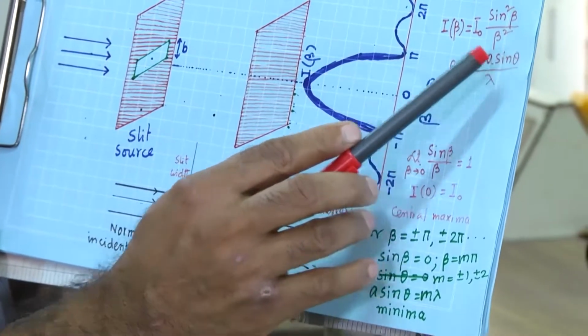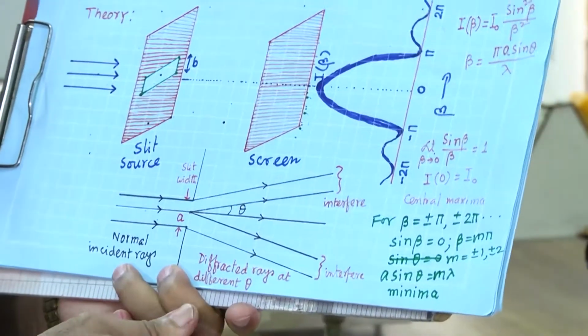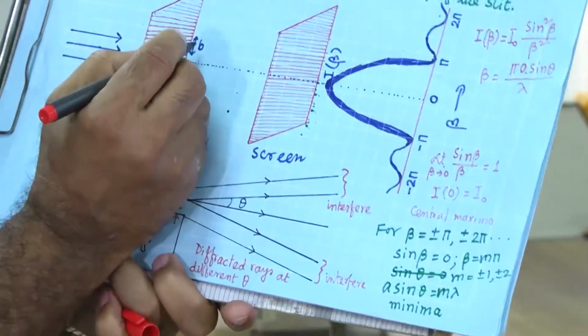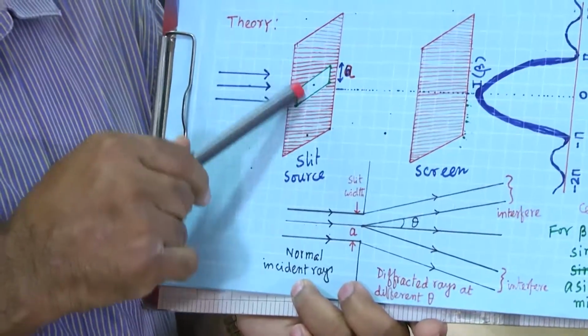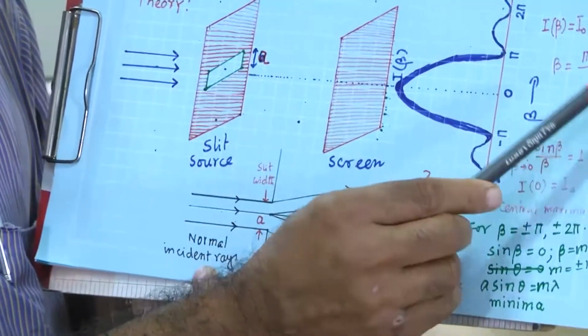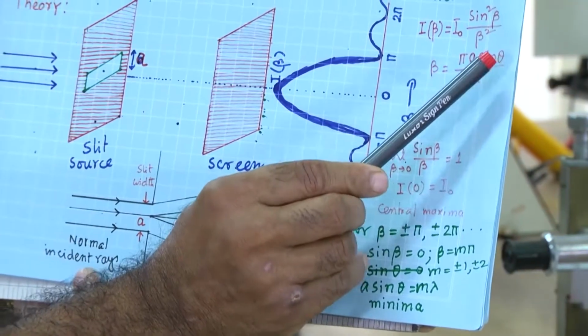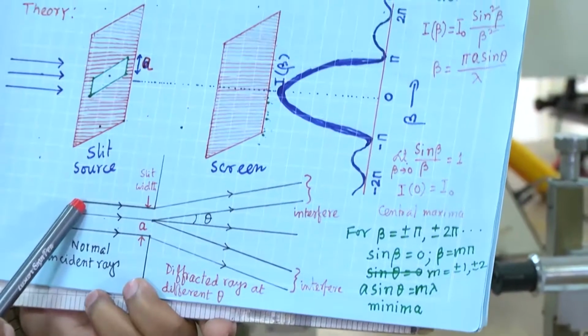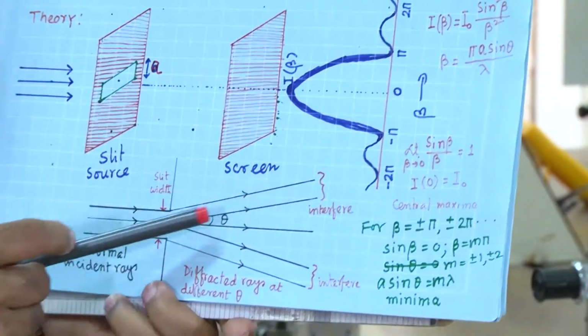Now, a sin theta, what is a? Sorry, here I have written b, but I will change it to a. So, the slit width is a. So, it will depend on a and it will depend on theta. What is theta? Theta is basically the diffracted angle.